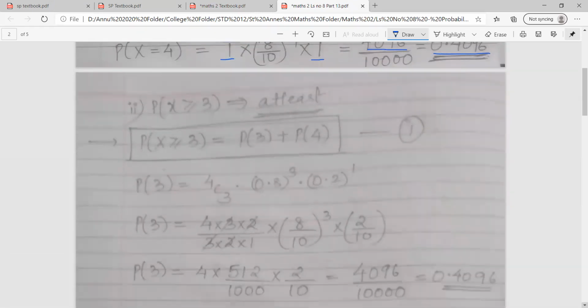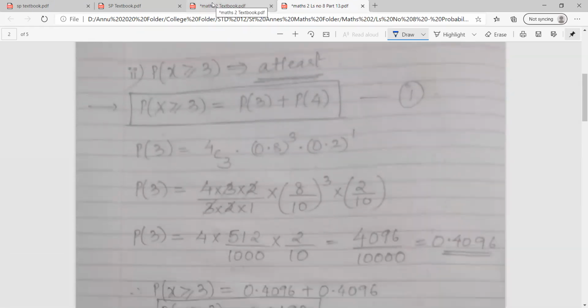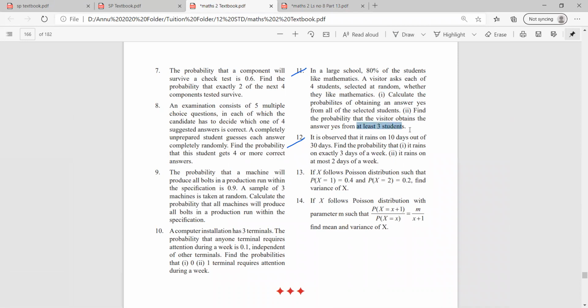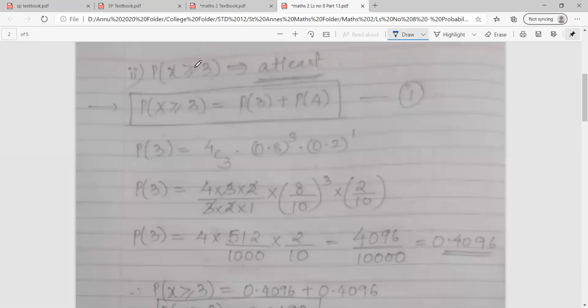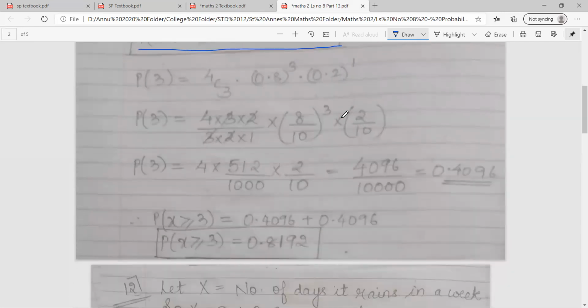Coming to the second condition. The question was getting the answer yes from at least 3 students. So remember class, at least ka matlab I have explained you all 35 marks or more. So similarly, at least 3 means greater equal to 3. So that means 4 students are selected. So greater equal to 3 is nothing but a combination of P of 3 plus P of 4. So already we have found out P of 4 above. Let's find P of 3 in this particular data.